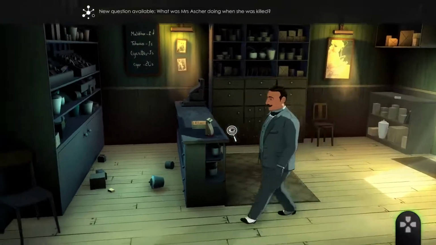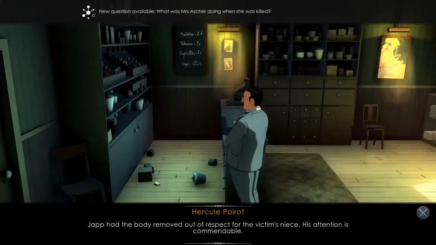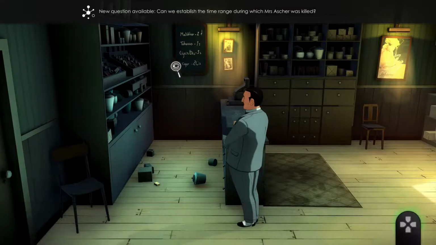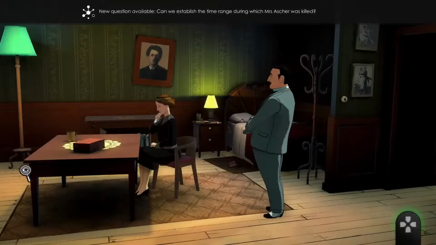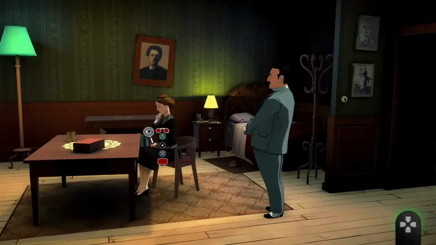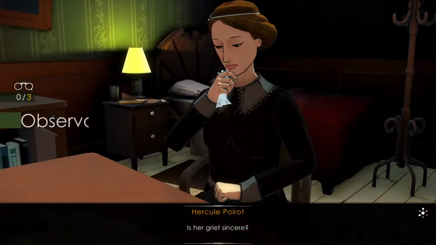Oh, I hear her sobbing. Jap had the body removed out of respect for the victim's niece. His attention is commendable. Let us observe the niece. Is her grief sincere?